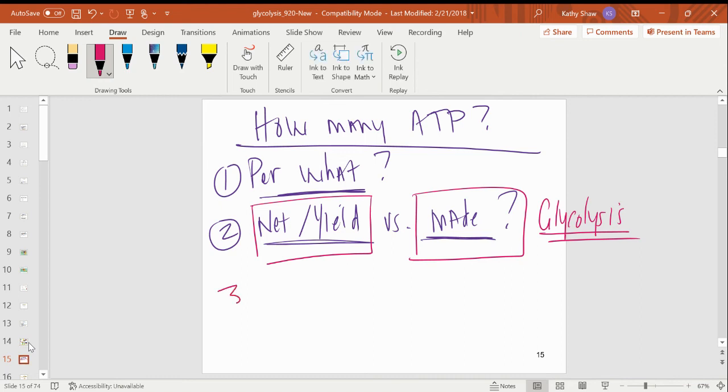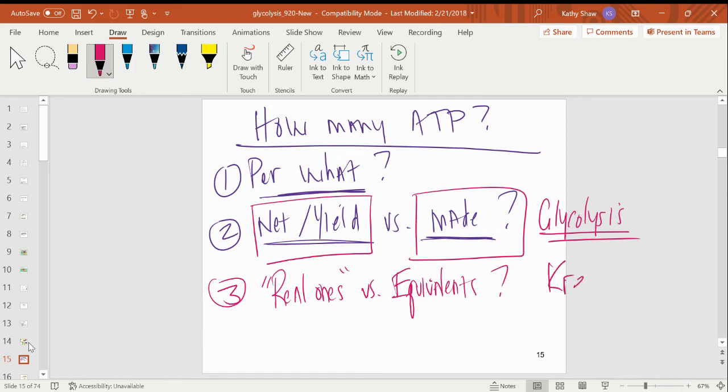Then, third thing you gotta know is, are we talking about real ATP? We'll say real ones in quotes because nobody will ever say that to you, or equivalents. This tends to be a Krebs cycle concept. So again, you in your office, at the end of the day, you walk up to the front desk and your front desk staff has your credit card slips for the day, some checks, some people still write checks, some cash, insurance forms, whatever. And you say, what did we take in today?